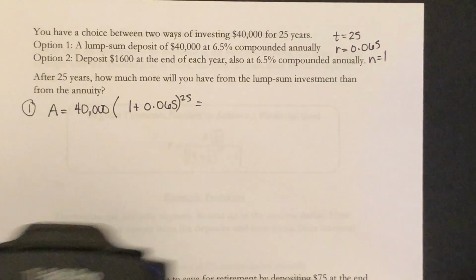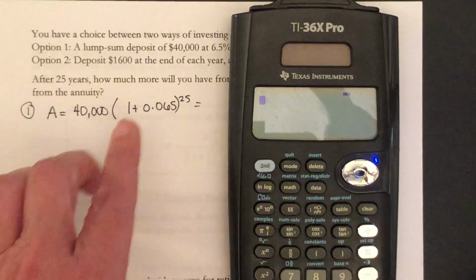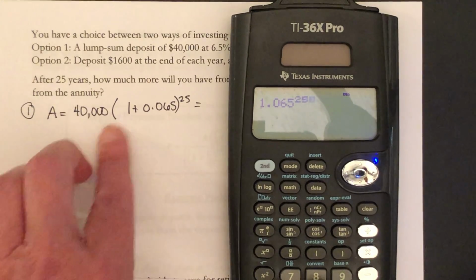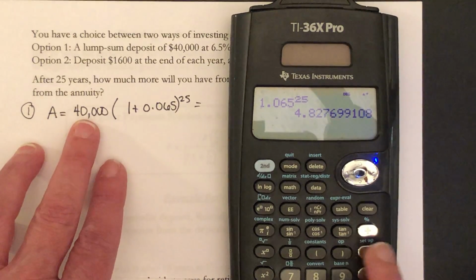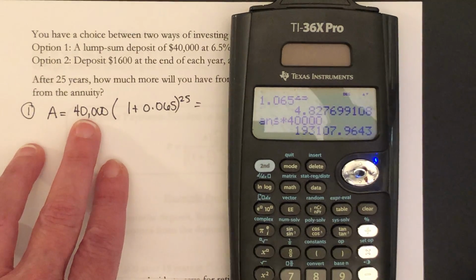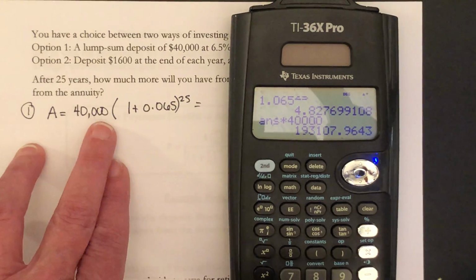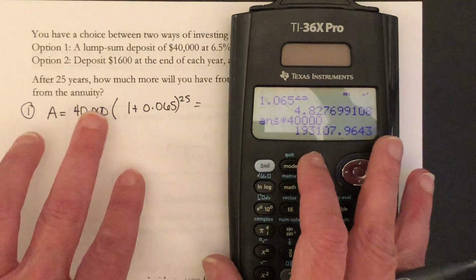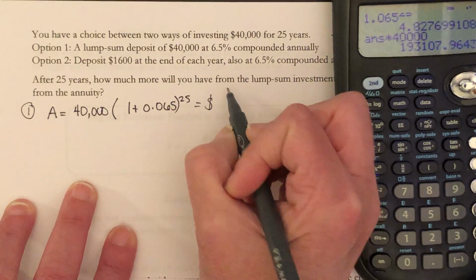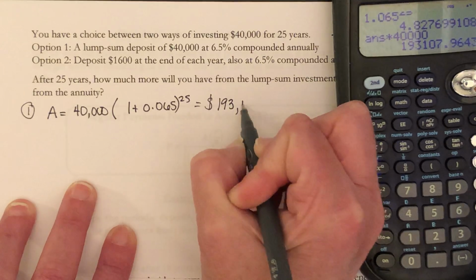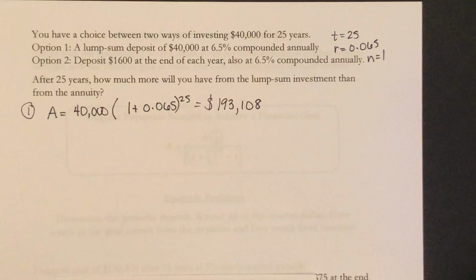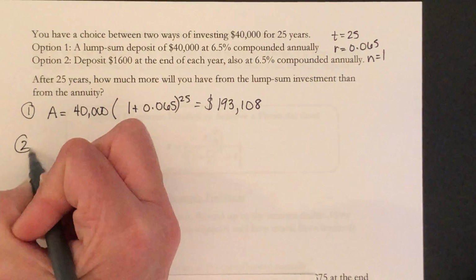So if I do 1.065, raise that to the 25th power, and multiply by 40,000, I get that it's just over 193,000, and we're supposed to round up, so that's going to become an 8 there. So from the lump sum investment, $193,108. Okay.